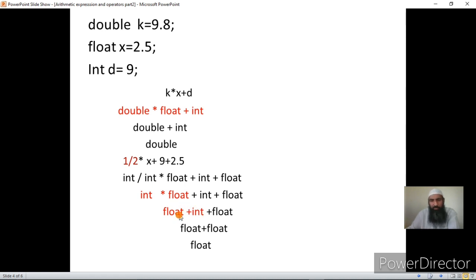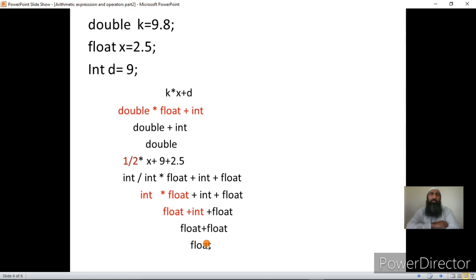Next we are going to add, suppose, float and int. Int is a lower type, so it will first be converted to float, then float will be added to the float, and the result will be a float. Now when float is added to float, the data type is the same, so no operand is converted, and we get a result in float.